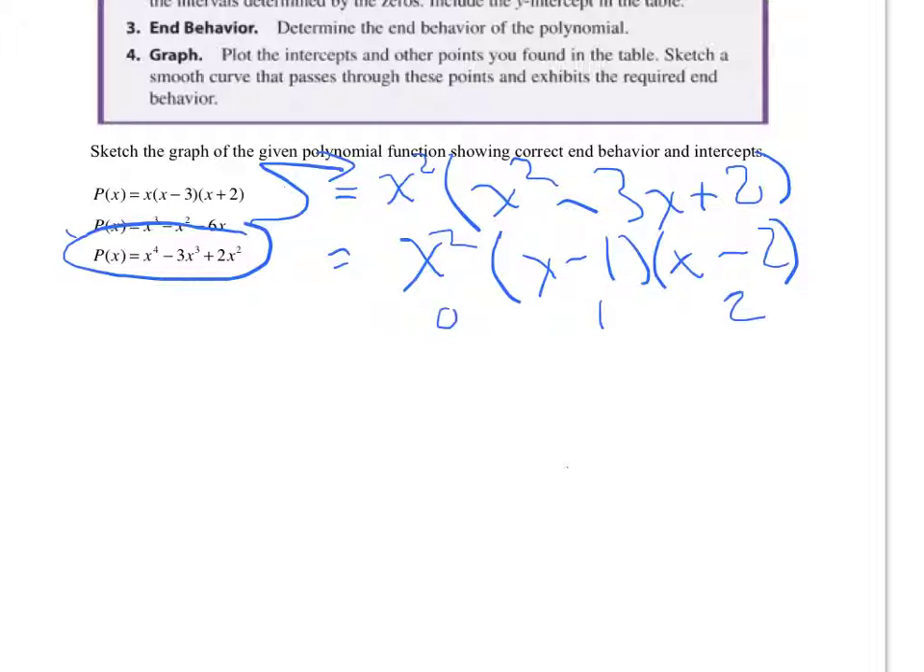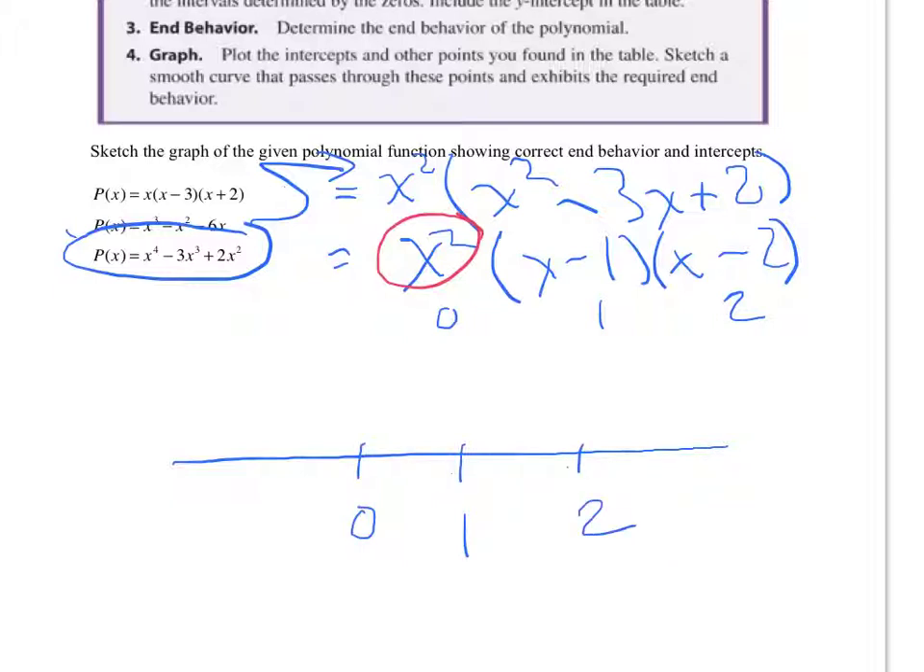Okay, so we're going to find something out about this x squared and what the effect of that x squared is on the graph of this function. So let's plot out our zeros. 0, 1, and 2 are the zeros. So we know the graph passes through those guys.